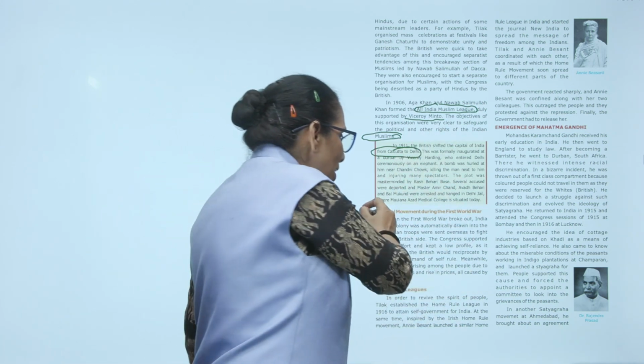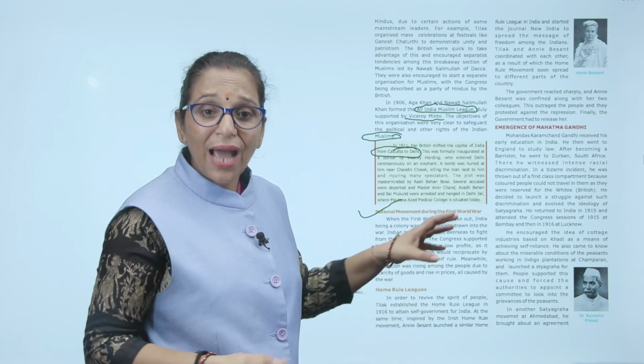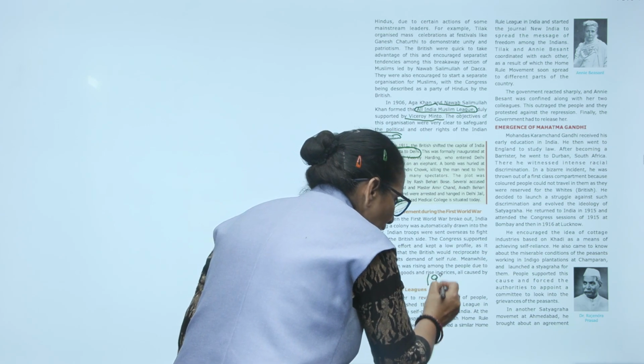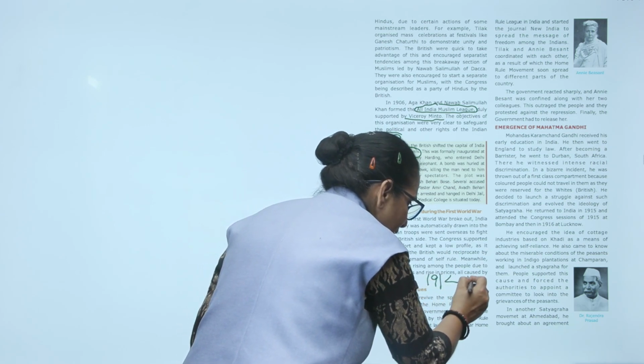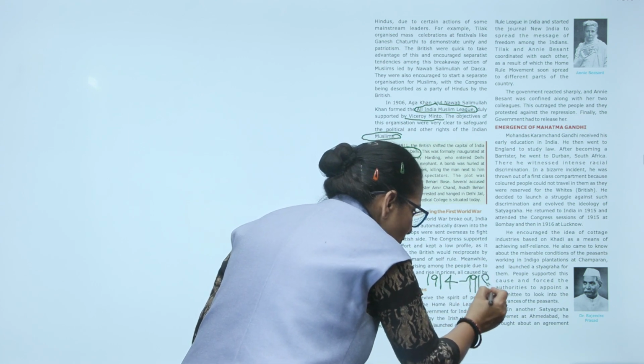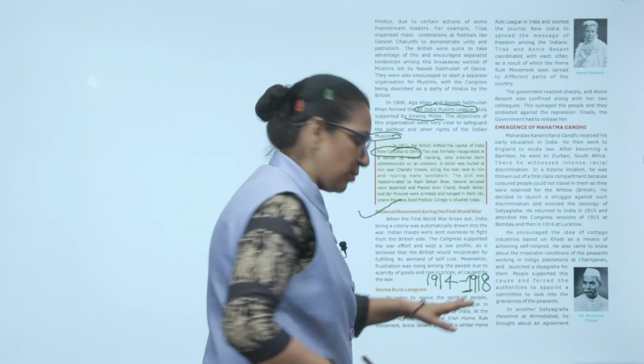Now, the national movement during the First World War. When did the First World War happen, beta? 1914 to 1918. That is the time period of World War I. This is one thing to remember, beta, 1918.